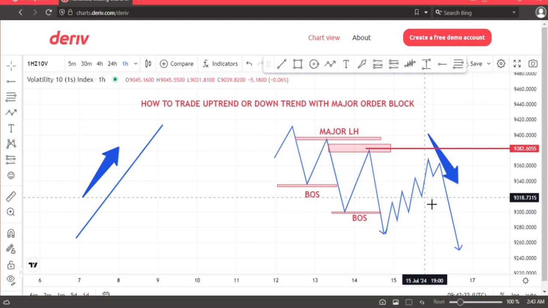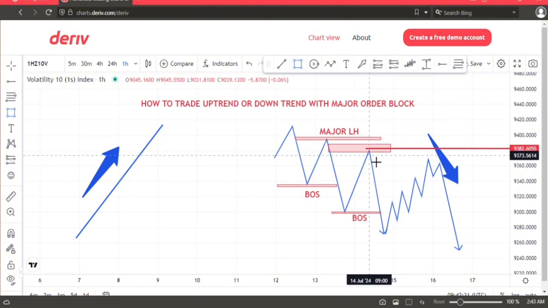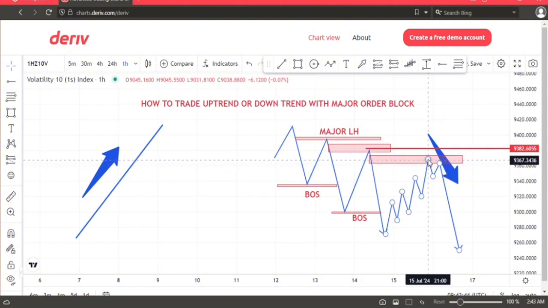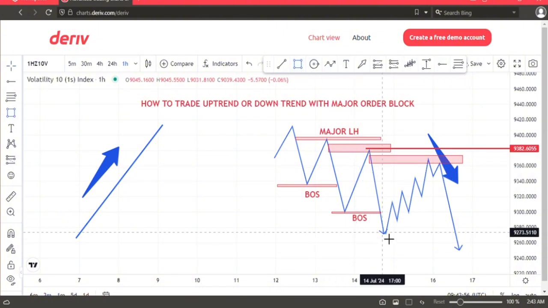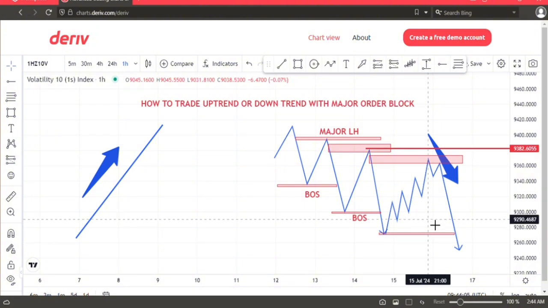Stop trading the minor trend and trade the major trend, maybe starting from the 30 minute, 1 hour, or 4 hour time frame. Identify your order block and enter with your order block. Set your stop loss above it and your take profit at the last low, which creates another break of structure. So that's how to trade a major order block.